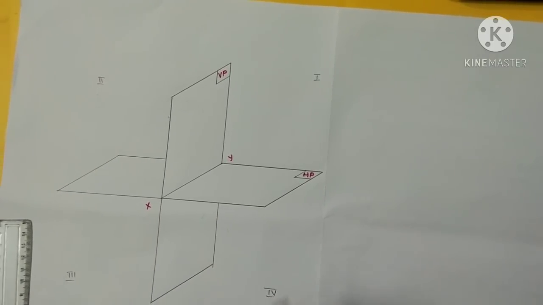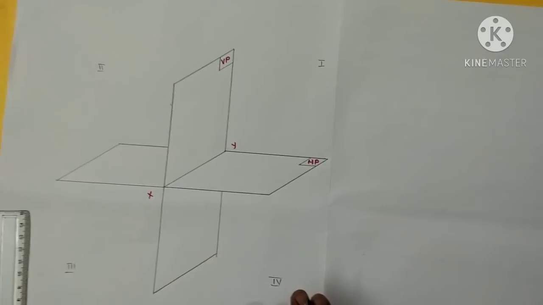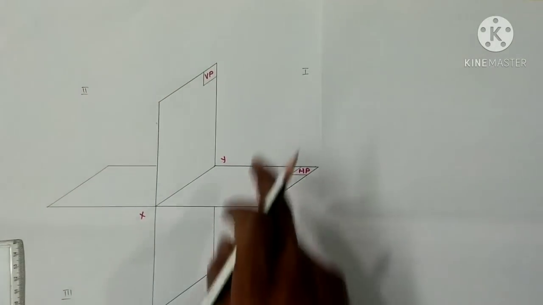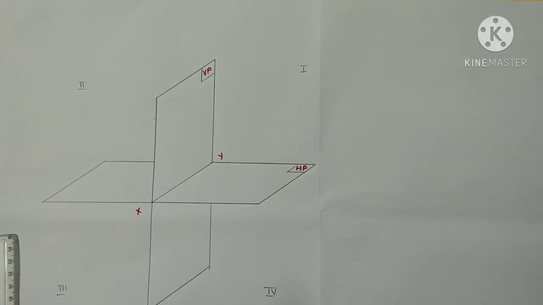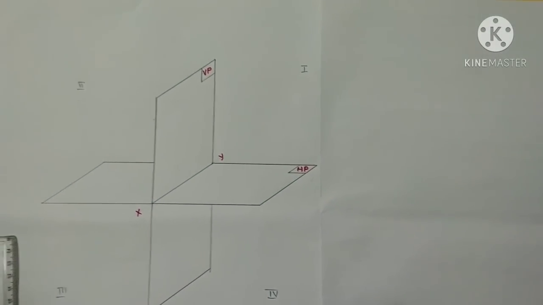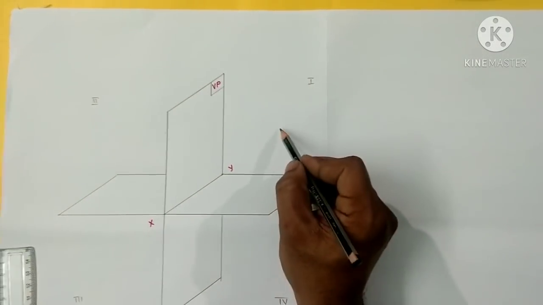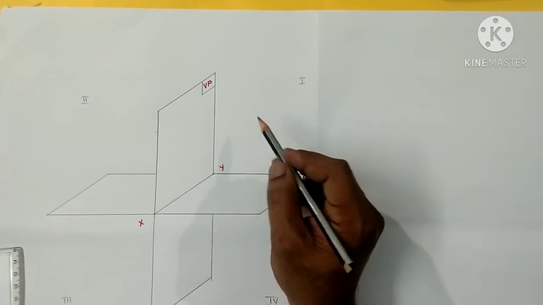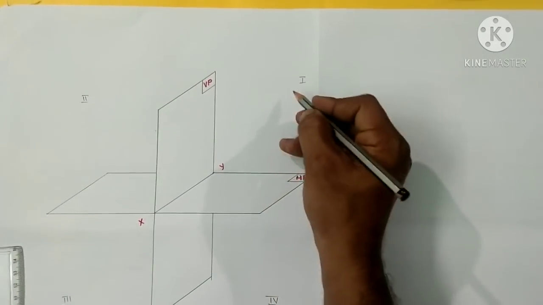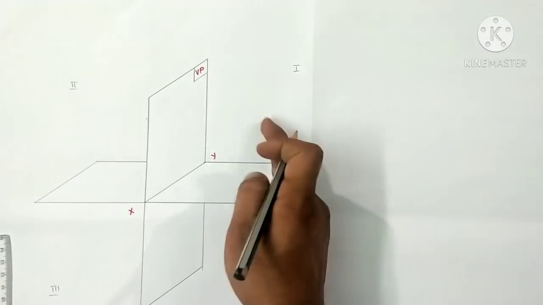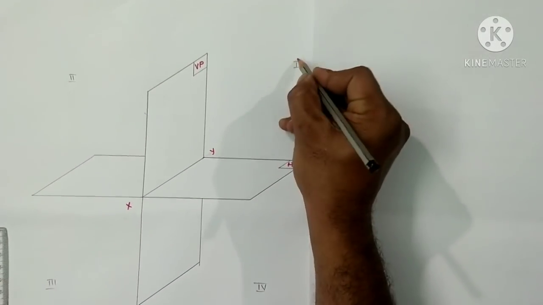And coming to the projections of points, a point may be situated in any quadrant, 1 or 2 or 3 or 4. Suppose the point is situated in the first quadrant. We can define that particular point in this way: it is above the horizontal plane and in front of the vertical plane. That is what I am writing here.